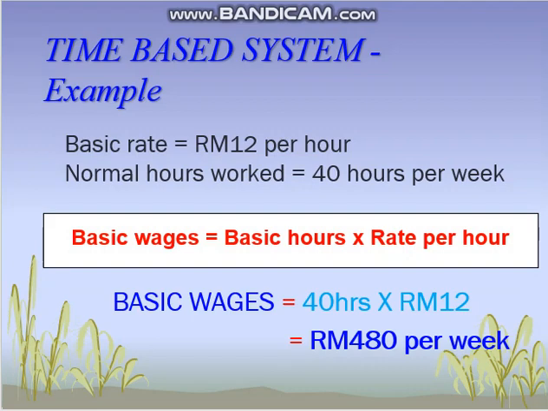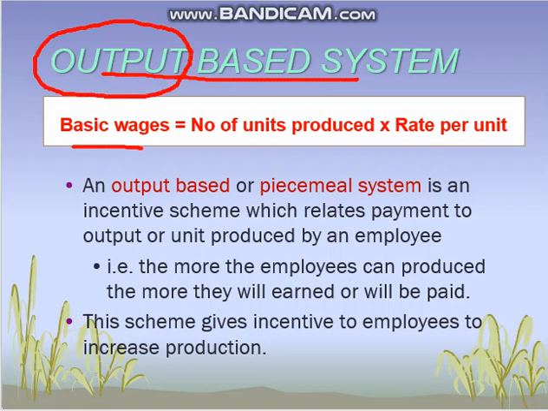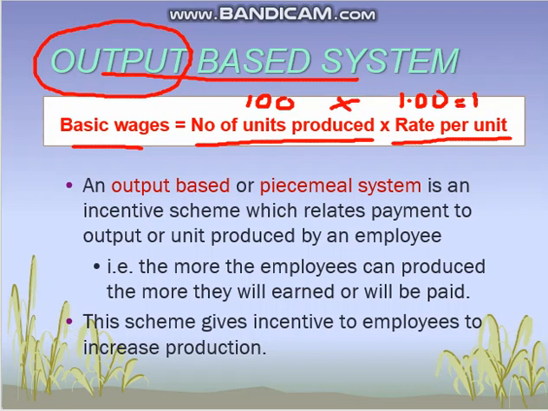Output base. Okay, what about output base? Output base is where we pay the salary based on the output that the workers produce. So what you have to do is take the number of units that the person produced and then times with the rate per unit. For example, she produced 100 units. For example, the rate for 1 unit is 1 ringgit. So 100 times 1 ringgit equals 100 ringgit.